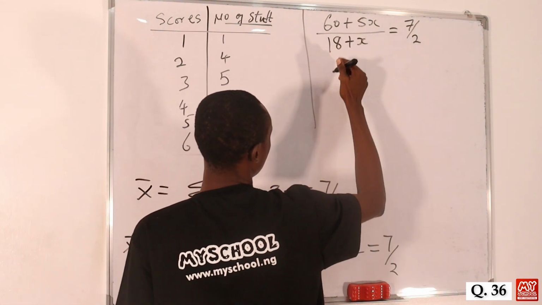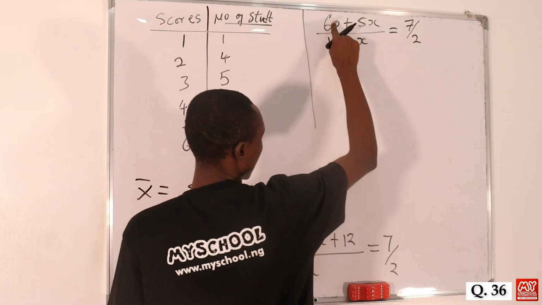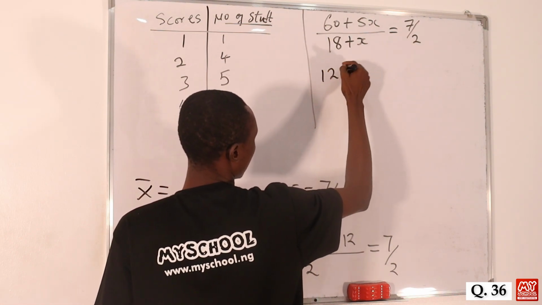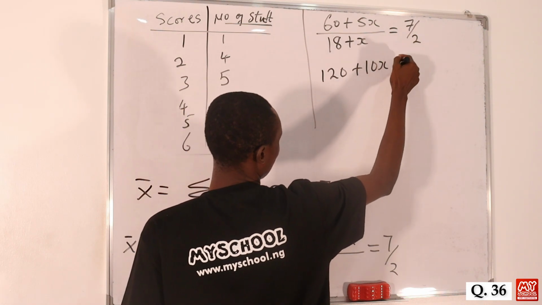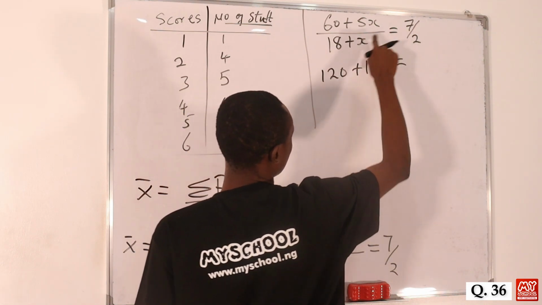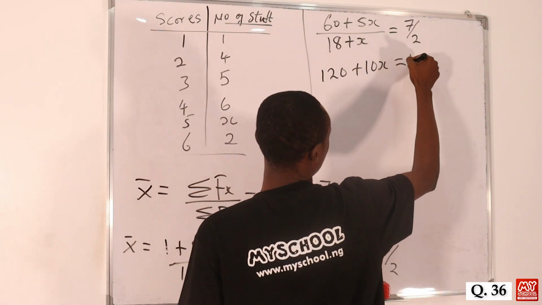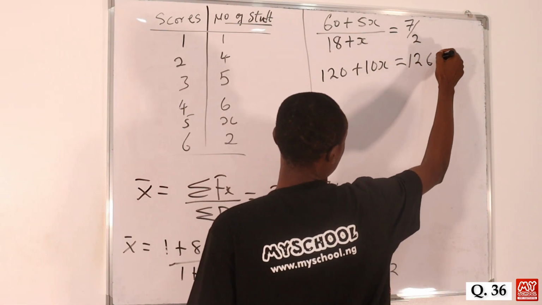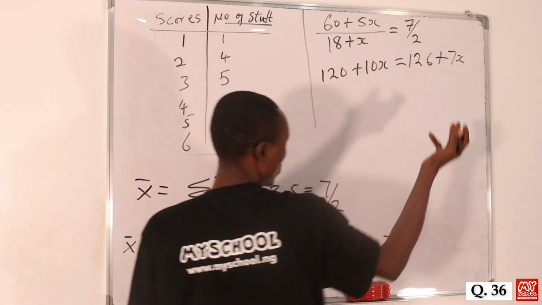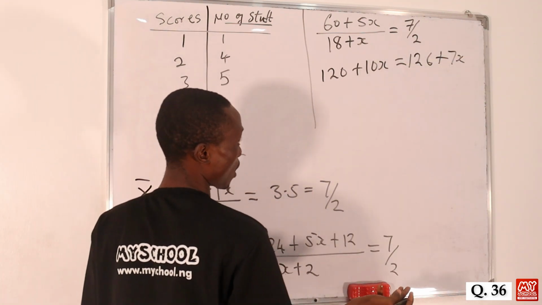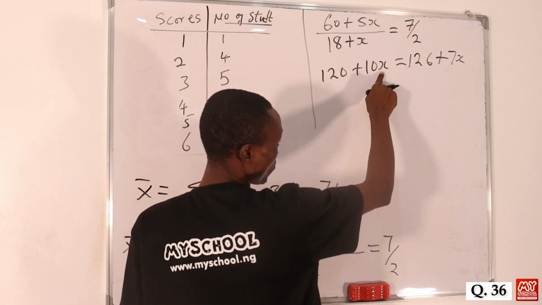So if we cross multiply, we'll be having, of course, 2 times 60 to give us 120, then plus 2 times 5x to give us 10x, and this will be equals to, now 7 times 18 to give us 126, then plus 7 times s to give us 7s. So here we just collect like terms, since we are calculating for the value of x.